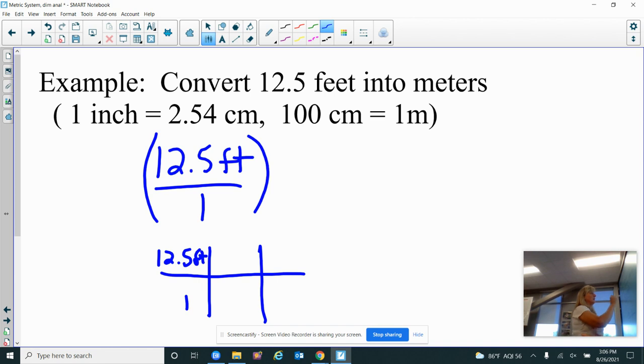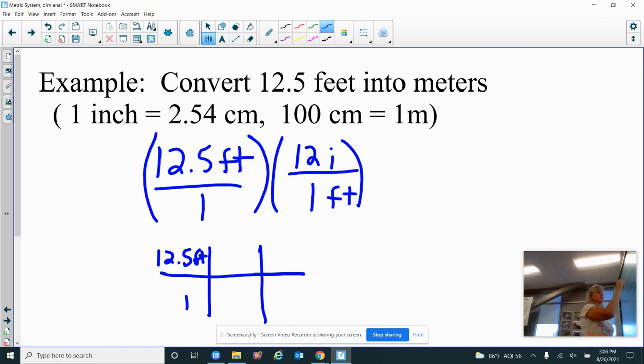Same difference. The key is whatever unit I start in, that unit has to be on the bottom in my conversion factor. So if I am starting in feet, feet is here. I don't bring the number with it. I need an equivalency here. So I know that 1 foot is 12 inches. That's not on the paper. You're expected to know that. Okay, same thing down here. I can say 1 foot is 12 inches. Okay, so now feet on the bottom cancels feet on top.